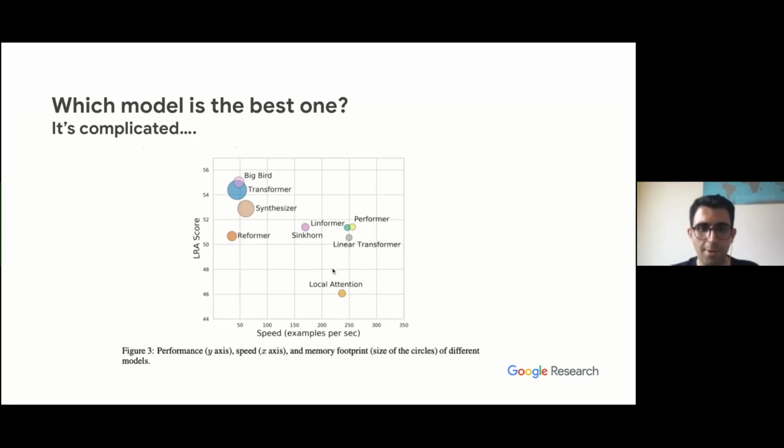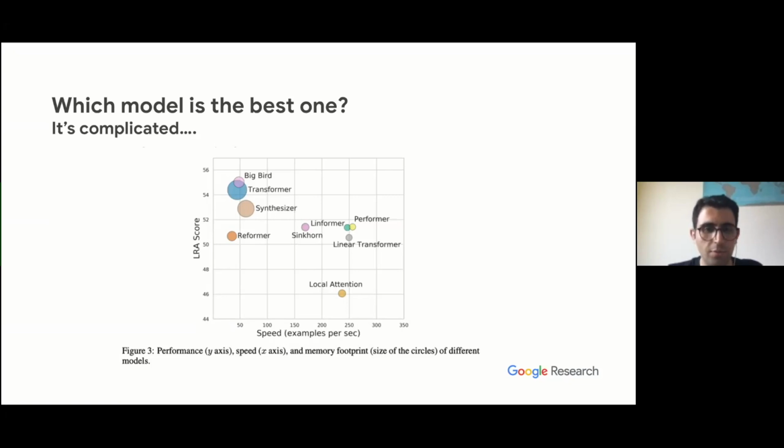But there is always a trade-off. By the way, the size of these nodes is the memory that they use, or the peak memory that they use during training. And as you can see, there's always a trade-off. For example, Big Bird was the winner in terms of the LRA score, but it is pretty slow compared to others. And something like local attention, which is fast, doesn't get you a good result. So it really depends on what you want to do.